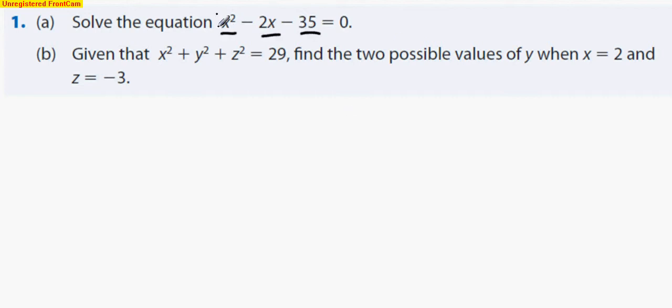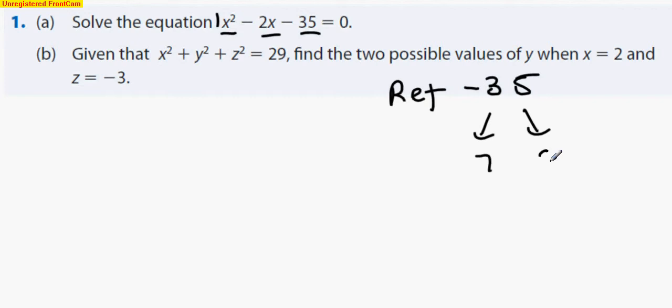So first and foremost, what you do is you multiply the first number, the number 1, by minus 35, and you get a reference number of minus 35. You now have to think of factors of 35 that multiply together to give you minus 35, but when you add them together give you minus 2. So if you try 7 and 5, you can see that minus 2 is minus 7 plus 5. So what you can do is open up your two brackets like so, and say that it's going to be (x minus 7)(x plus 5).